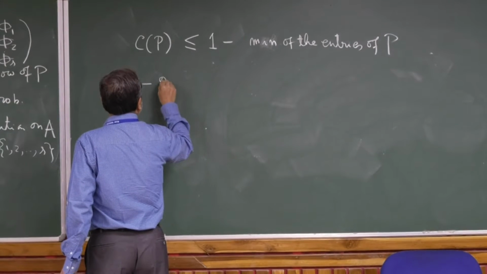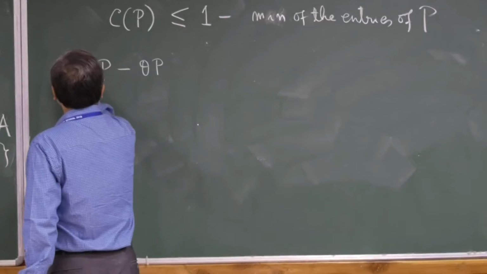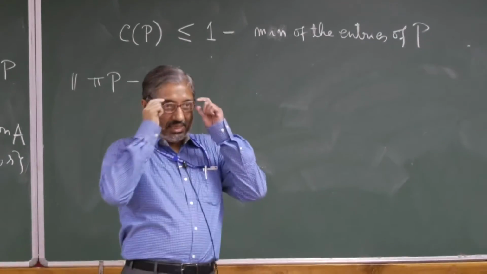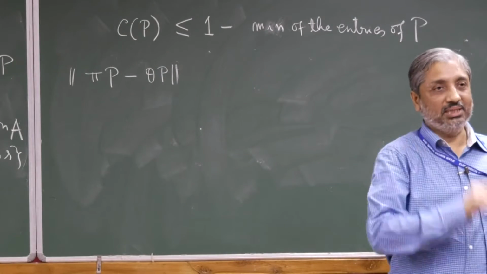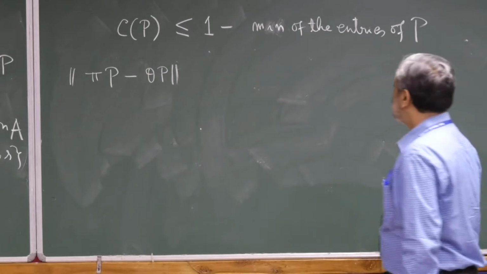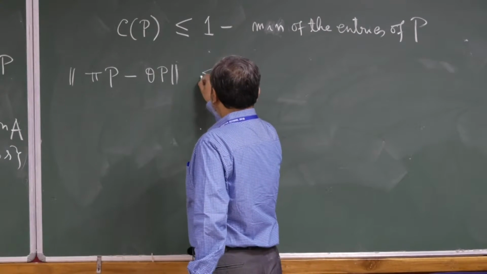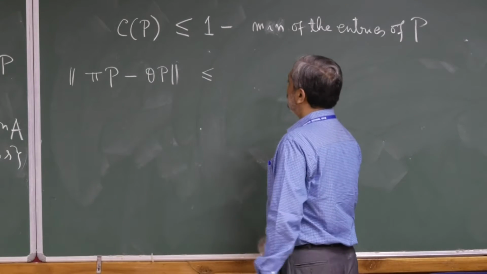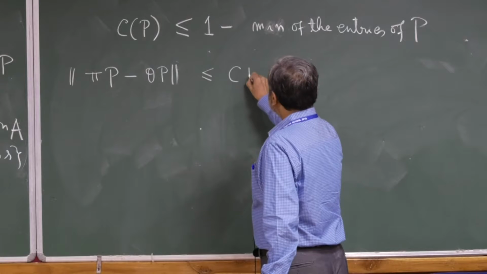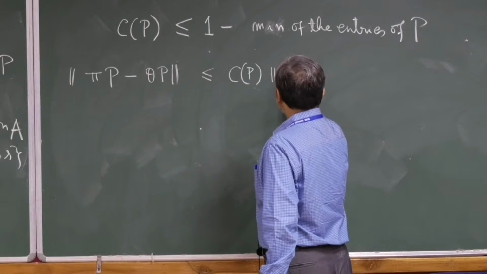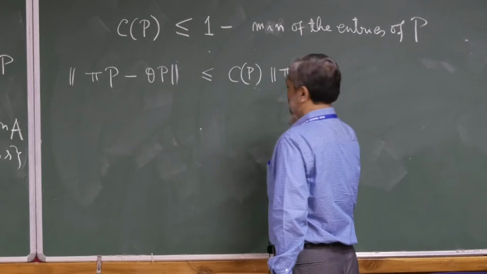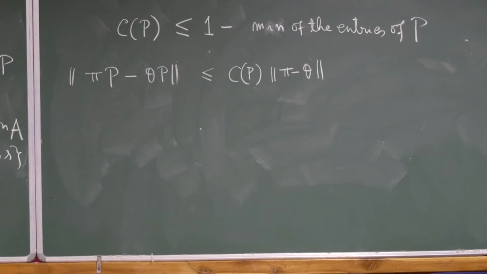I've used theta. I can talk about that, right? I operate P on pi. I operate P on theta. That will give me two different probability measures. This is always going to be less than or equal to CP times the distance between pi and theta. So now you understand why it is called a contraction coefficient. And it follows straight from this definition.